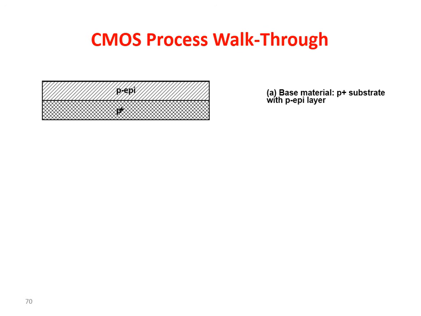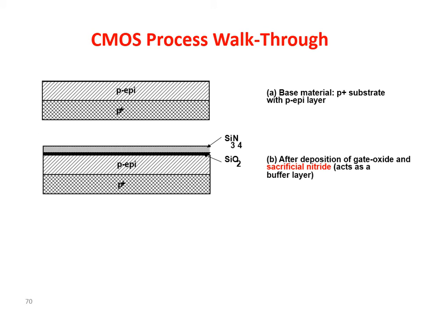Then, second step, we grow the oxide layer, and on top of it a silicon nitride layer. The silicon nitride layer is called the sacrificial layer because it will be used, as you will see, to stop the dopants, and then it will have to be removed. It is used as a mask, essentially. Okay.